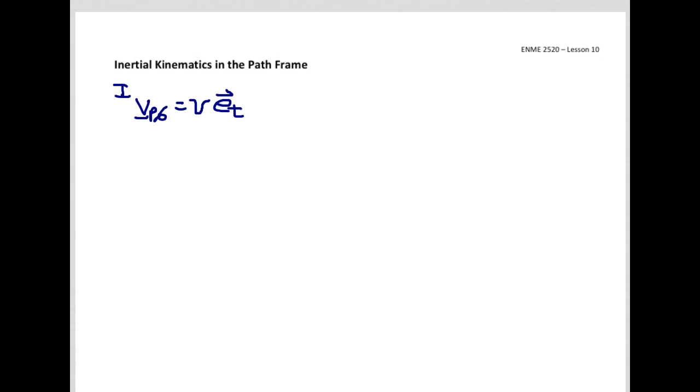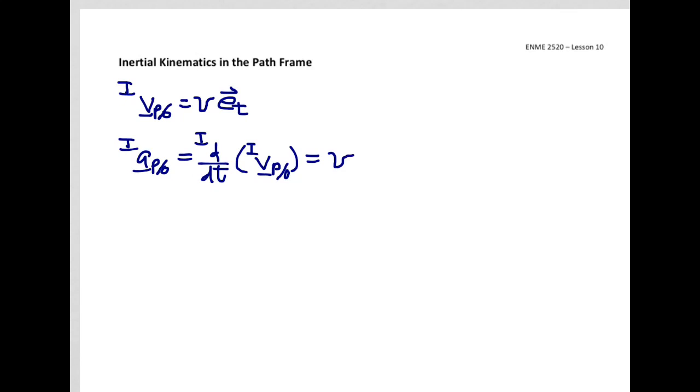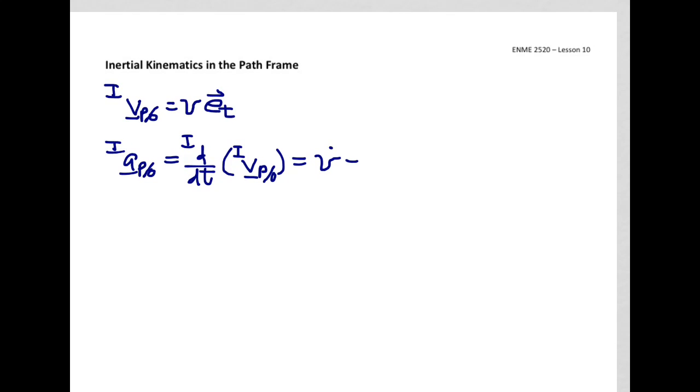Easy. So to find the acceleration, we simply differentiate this. So we're going to get acceleration of p with respect to O in the inertial reference frame. This is d dt in the inertial reference frame of v, velocity of p with respect to O in the inertial reference frame. And using our chain rule, we get v dot multiplied times E sub t plus v multiplied times the time differentiation in the inertial reference frame of the unit vector pointed in the tangential direction.